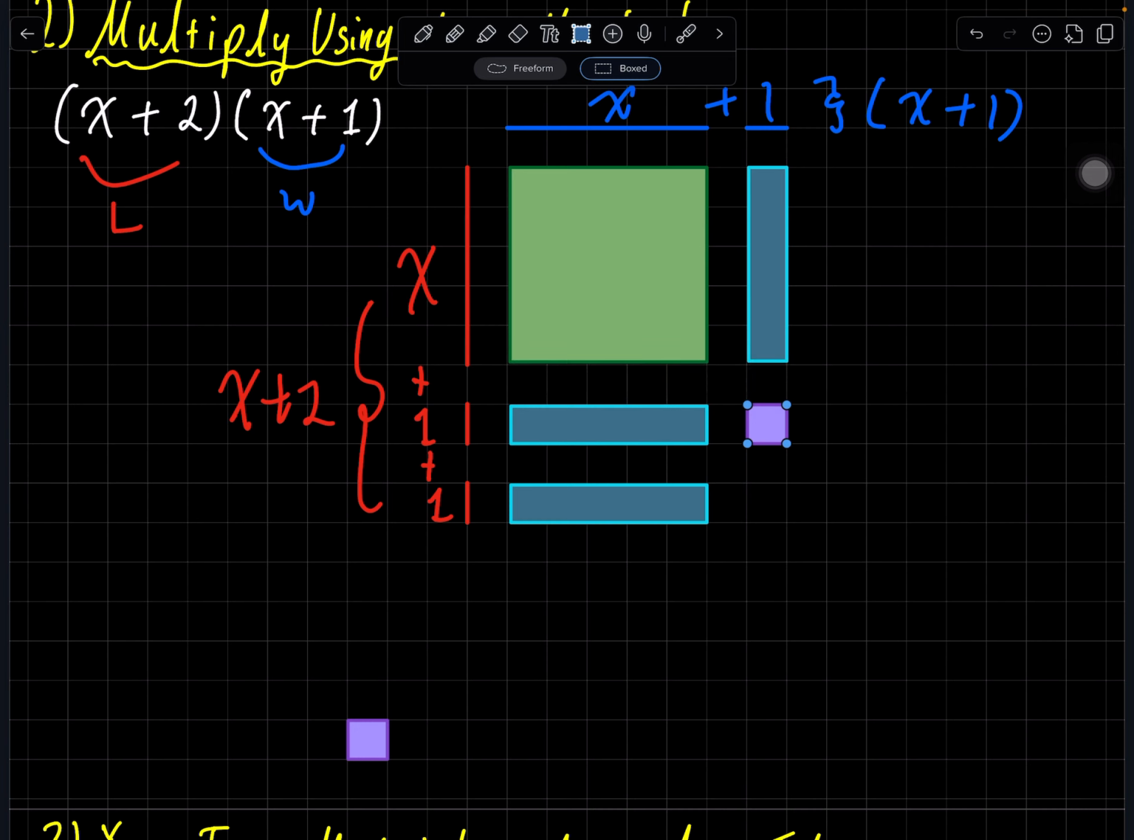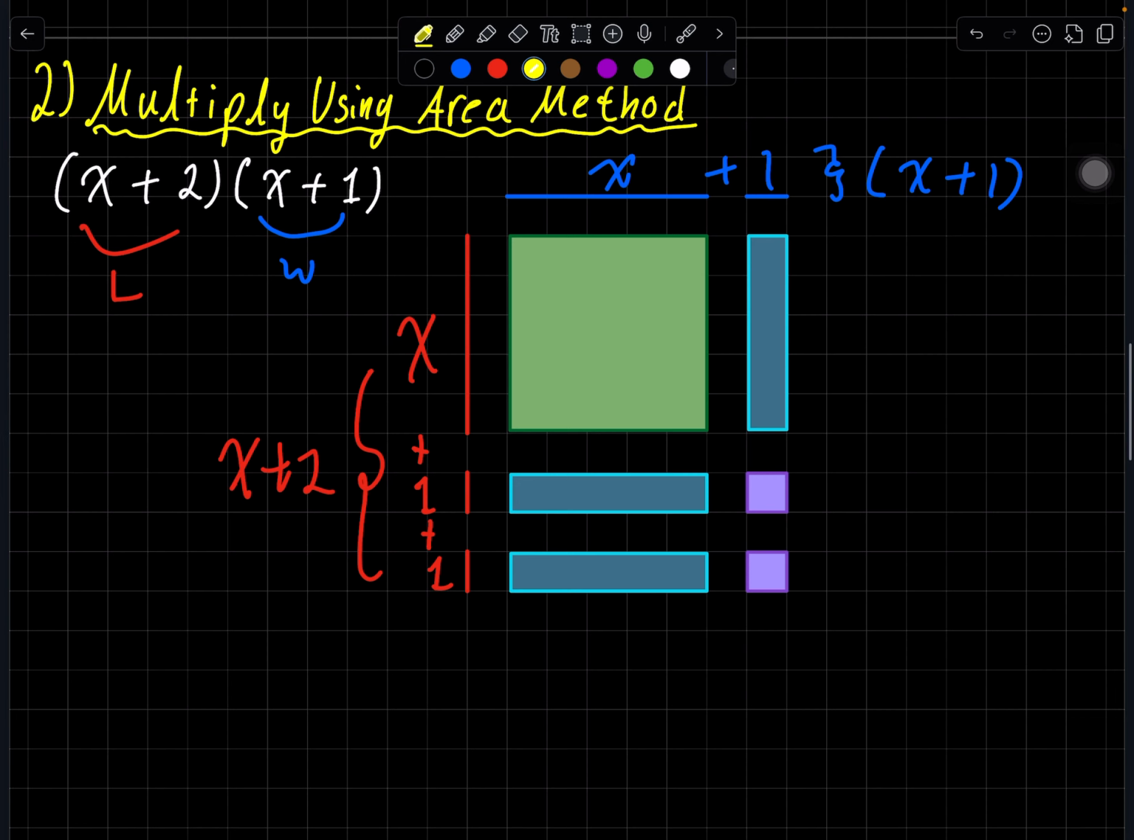And again, 1 times 1, which will be, again, the purple square. Now we have everything organized. We have a rectangle that has dimensions x plus 1 by x plus 2. Now all we need to do is just add the number of each area.